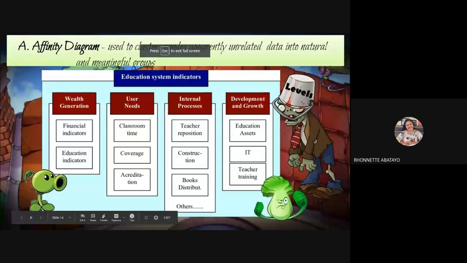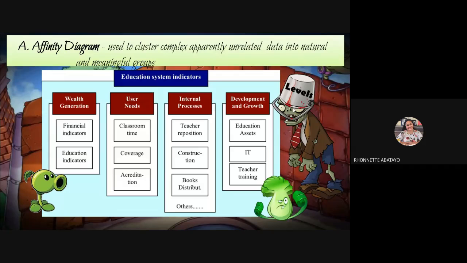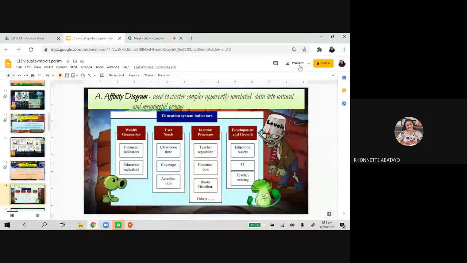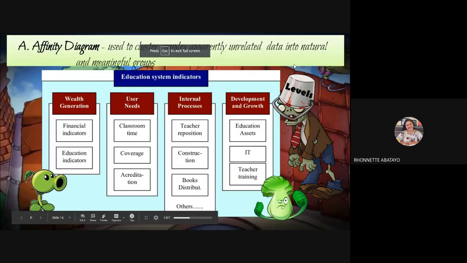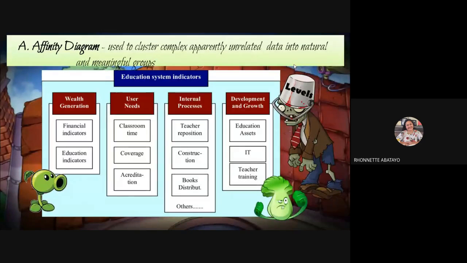Okay, let's continue. So the first diagram is called the affinity diagram. We usually use this one for clustering, or we take unrelated data and give it some meaning. Can you tell me which subject uses this affinity diagram? You usually have this one in science, maybe in your Prof Ed 3, or maybe in other subjects that you have as well.